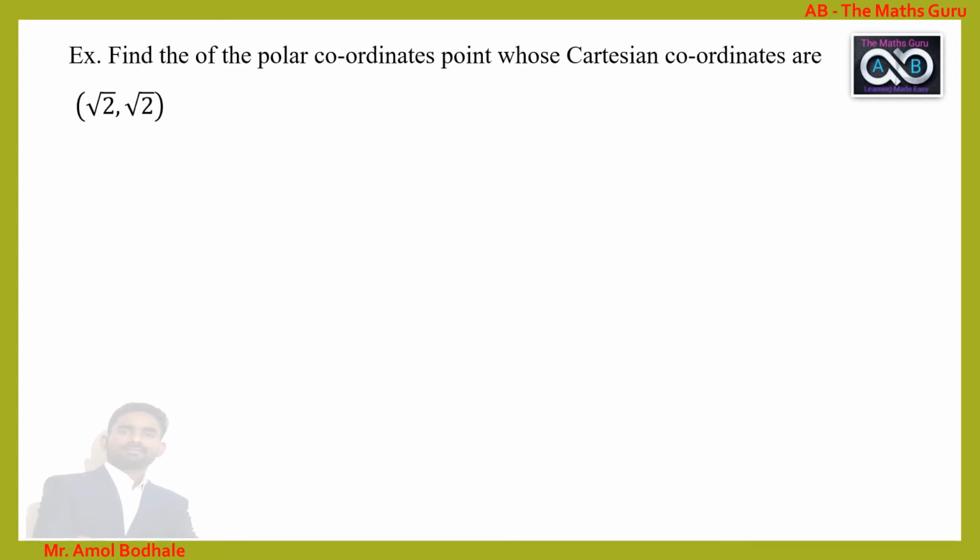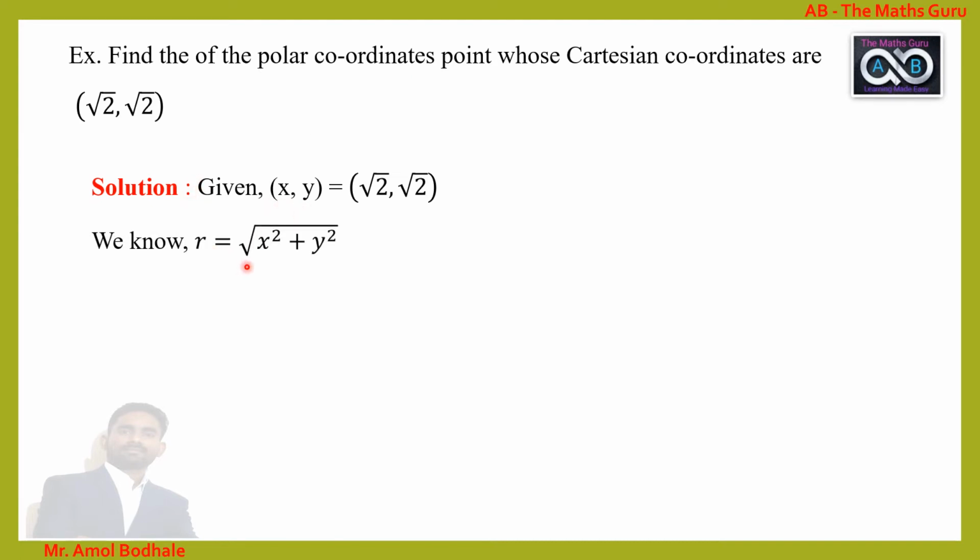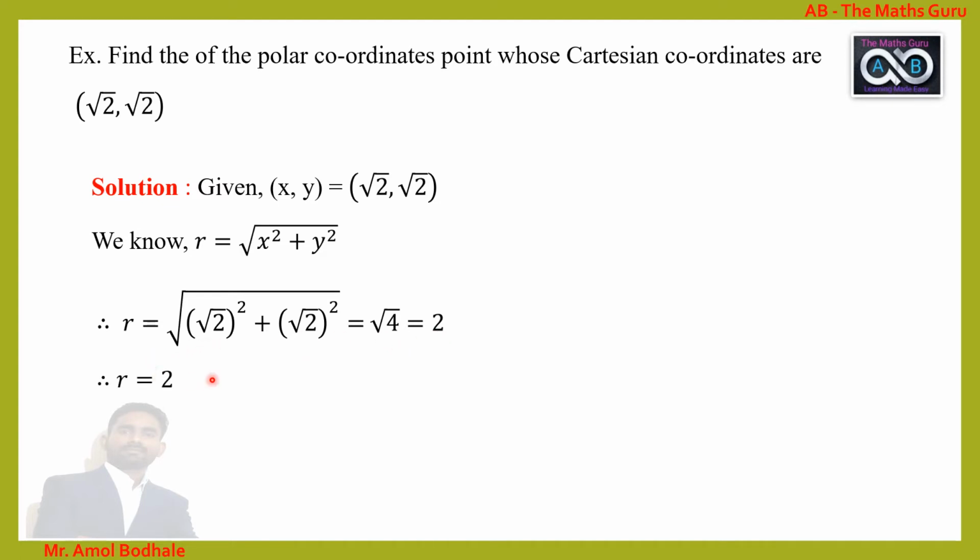Let's see the second example. Find the polar coordinates whose Cartesian coordinates are root 2 comma root 2. So here we have to find the polar coordinates, that means we have to find r and theta. Here we are given x comma y. As we know, r is equal to square root of x square plus y square. So we put x equal to root 2, y equal to root 2. Root 2 square is 2, root 2 square is 2. So 2 plus 2, square root of 4, which is 2. So we get r is equal to 2.